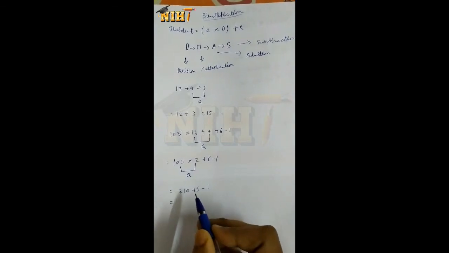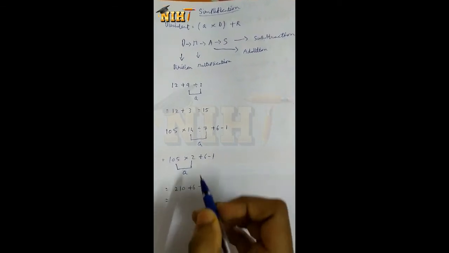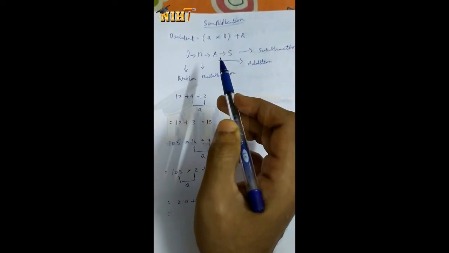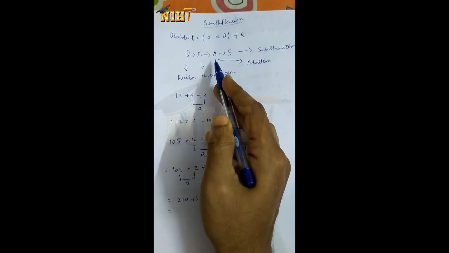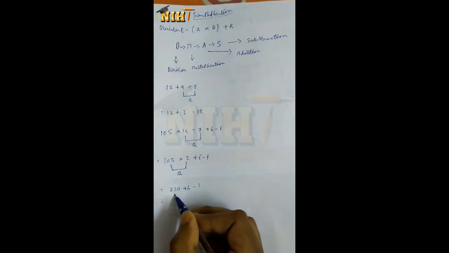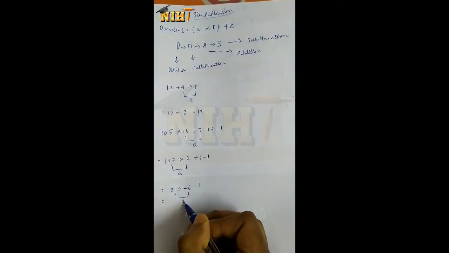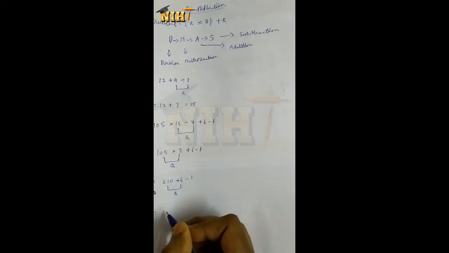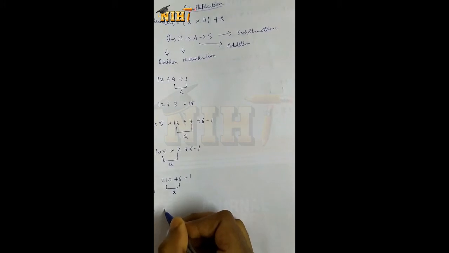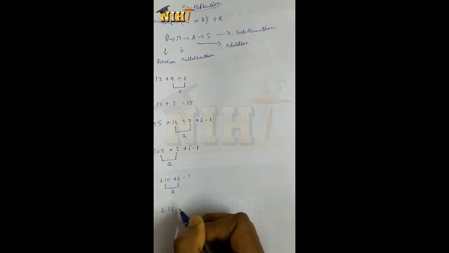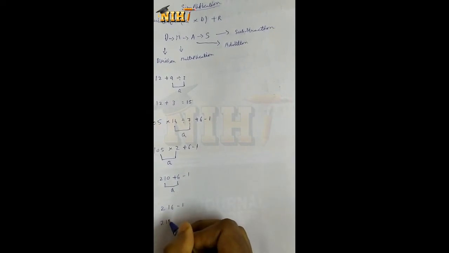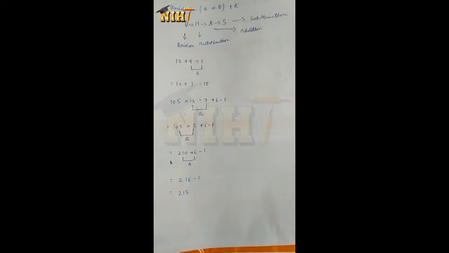In this step again we have to find the quotient. In DMAS, A is the next step, meaning addition, so this will be the quotient. Next step we'll do the addition, 216 minus 1, and the final answer will be 215. I hope you understood it.